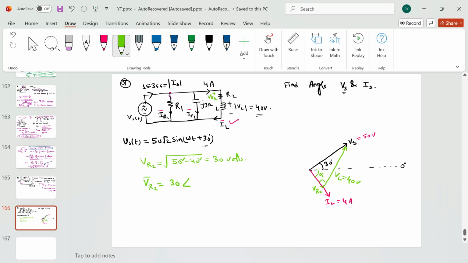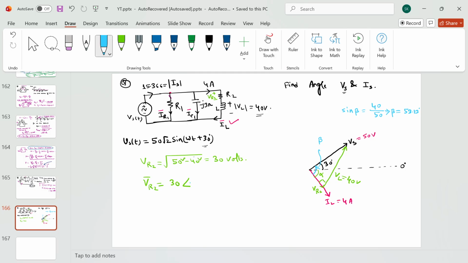If I want to calculate this particular angle I'm talking about, this total angle between Vs and IL, I am calling this angle beta. And if I write sine beta equals 40 by 50, which is 4 by 5, here beta will come around 53.13 degree.